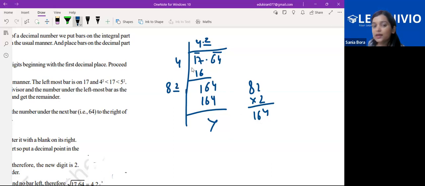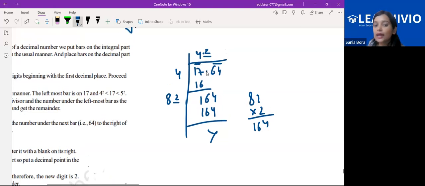Now where do I put the decimal? See, for the first one I made a pair and then the decimal came. So I put a decimal here. Everybody got it? And then I put 2. But here you don't need to put any decimal. It's simple. First make a bar, and for example, the first one I solved. Then when you are bringing this down, put a decimal here. So you got 4.2. Everybody got it?